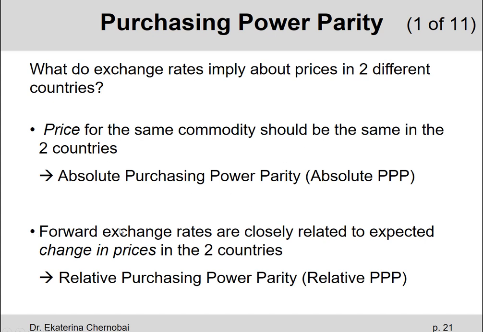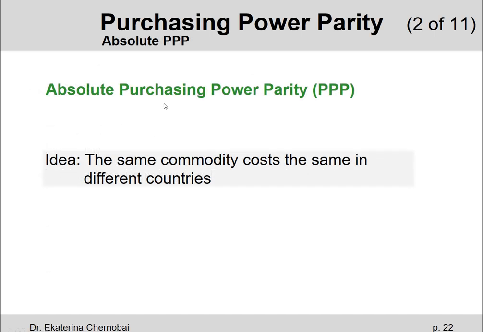Then forward exchange rates are closely related to expected change in prices in the two countries. This is how the relative purchasing power parity, or relative PPP, is defined. Let's start with the absolute purchasing power parity, and then we will look at the relative purchasing power parity. What the two have in common, and there will be a formula for each, is that they connect the exchange rate with prices in two different countries. Absolute purchasing power parity: the idea is that the same commodity costs the same in different countries.